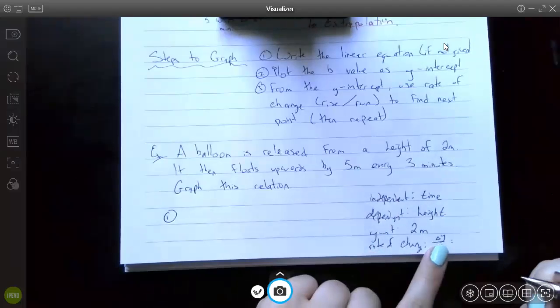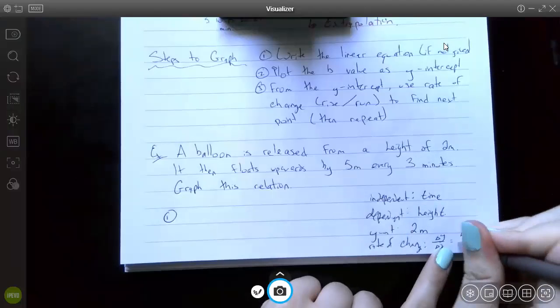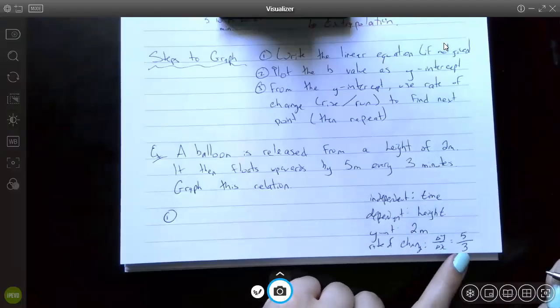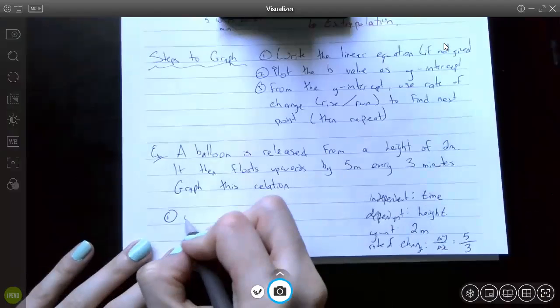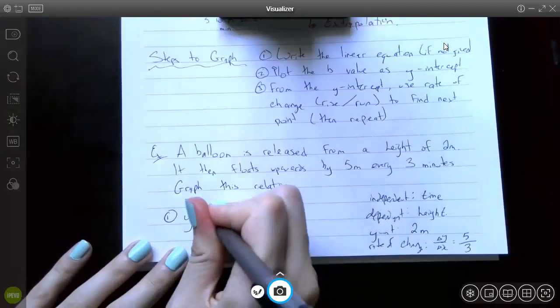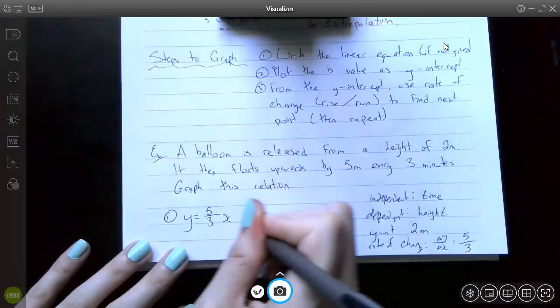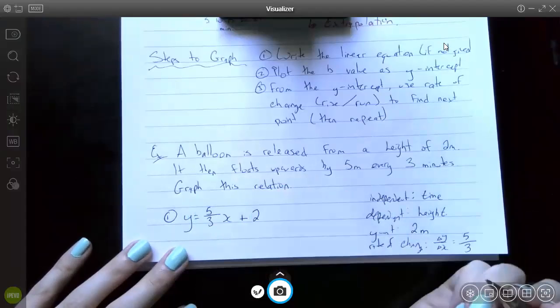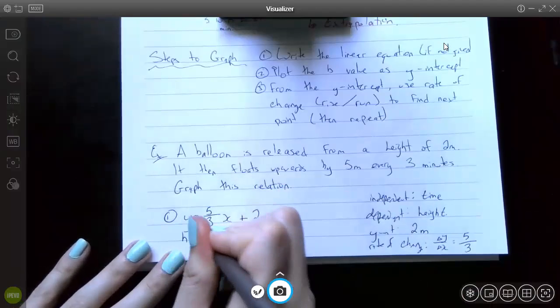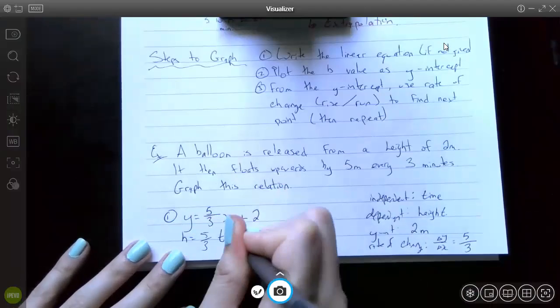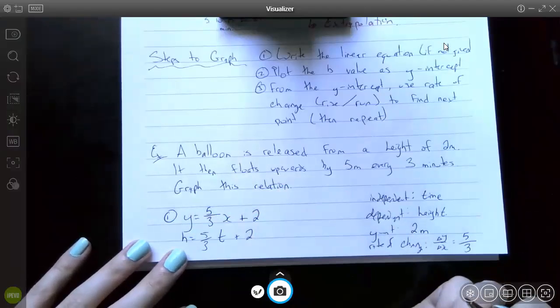So our rate of change, our change in height, which is our y value, over our change in time, which is our x value. So 5 meters every 3 minutes is our rate of change. So that means our equation is y equals our rate of change times x plus our initial value of +2. You could also, if you wanted to, write it as height equals 5/3 time +2. It doesn't really matter what variables you use.